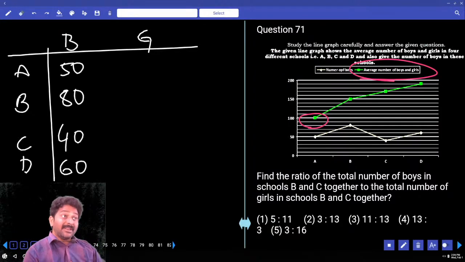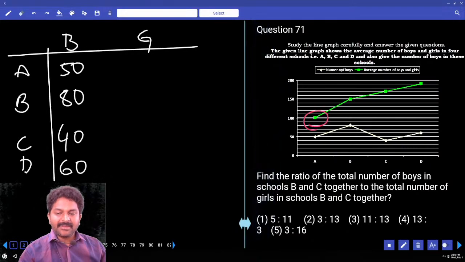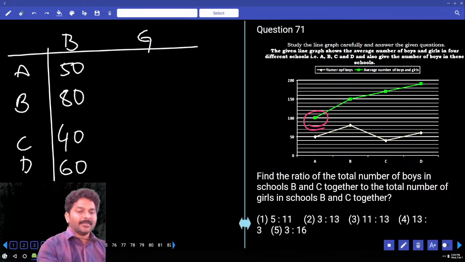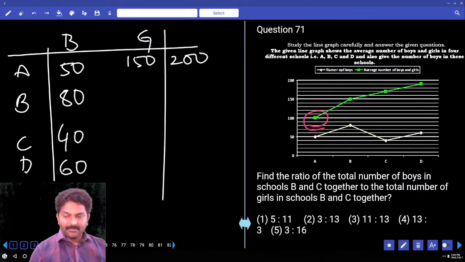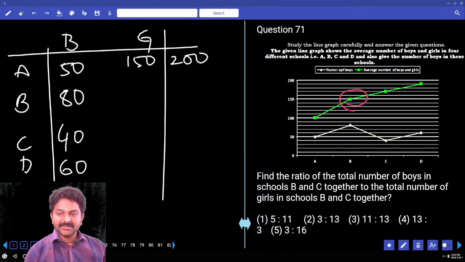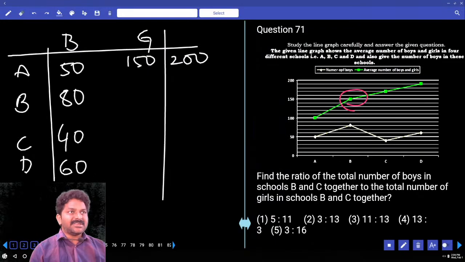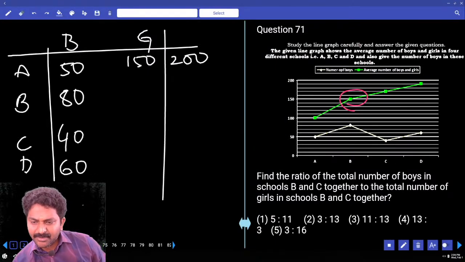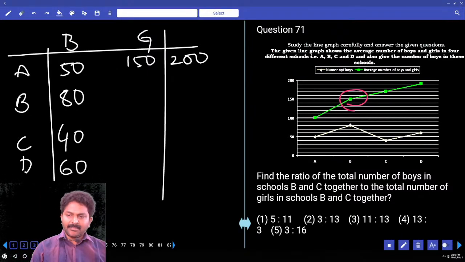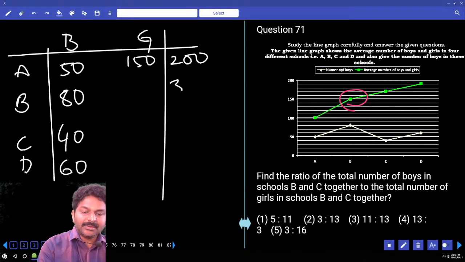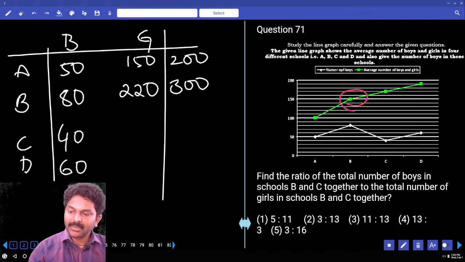To calculate the sum, we'll have to take 2 times, correct? Yes. So if the average is 100, the sum is 200, and girls becomes 150. Next. Average is 150. Sum, is it the number of boys or the percentage of boys? Number of boys only. Okay. Total 300. 220 are girls. Next.